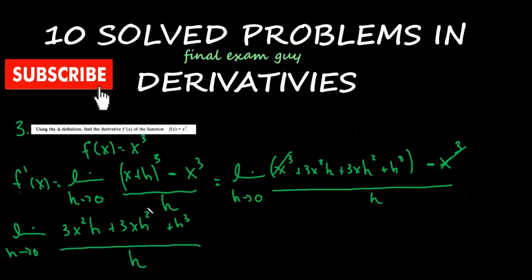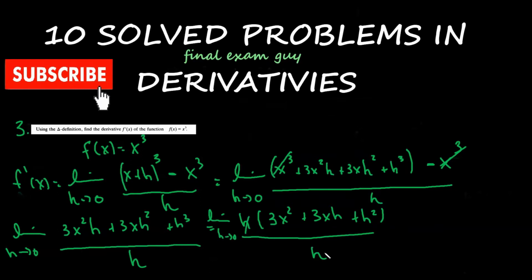Everything has a common factor of h, so we'll pull out an h: 3x squared plus 3xh plus h squared, all over h. So we can cancel out the h in the limit as h goes to 0. And if we plug in 0 for h here, this term goes to 0, and this term goes to 0, so we're just left with 3x squared. So that's it for the limit definition, and now we'll move on to actual derivatives, the easy way, well, less long.